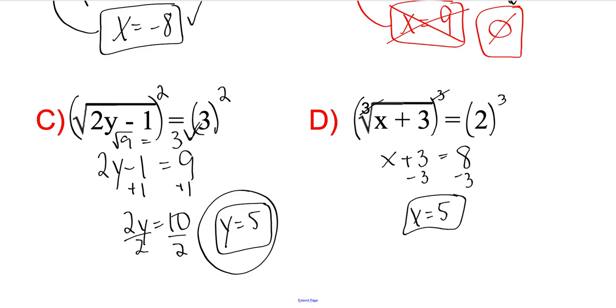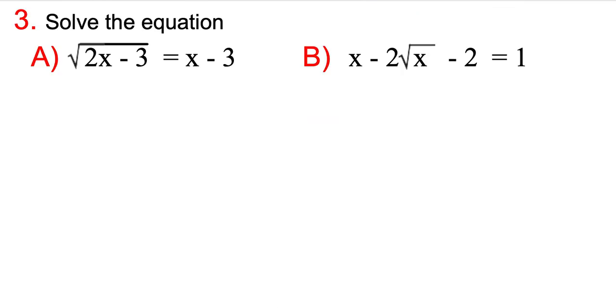Okay? And this one, again, simple enough. I could just kind of do this in my head. 5 plus 3 is 8. Cube root of 8 is, in fact, 2. Okay? So there are those ones.